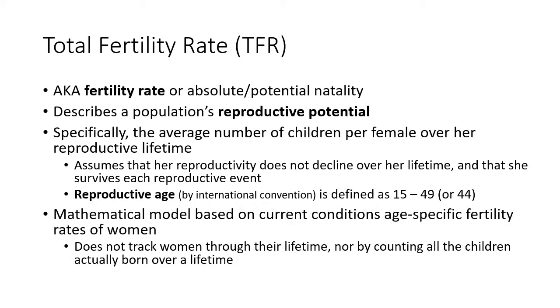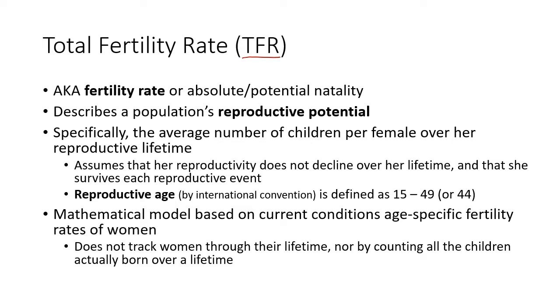Okay, and that leads us to total fertility rate. I'm going to try to say total fertility rate, which is abbreviated TFR. You'll see that on a lot of diagrams, but sometimes I'll just say fertility rate. It's the same thing. I'll probably never say absolute or potential natality, but it's the same thing. This describes the reproductive potential of a human population. Okay, specifically, it's the average number of children per female over her reproductive lifetime.